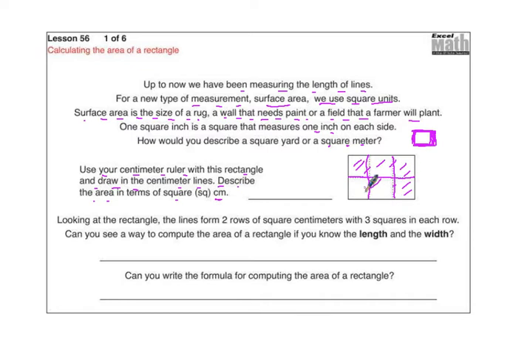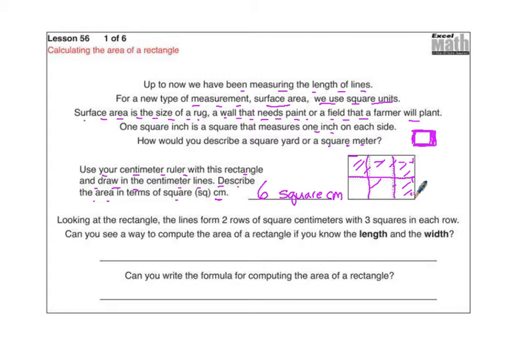How many? Well, the answer would be 6. So there are 6 square centimeters in the area there. Looking at the rectangle, the lines form 2 rows of square centimeters with 3 squares in each row. So you have 3 this way, and there are 2 down this way, right?